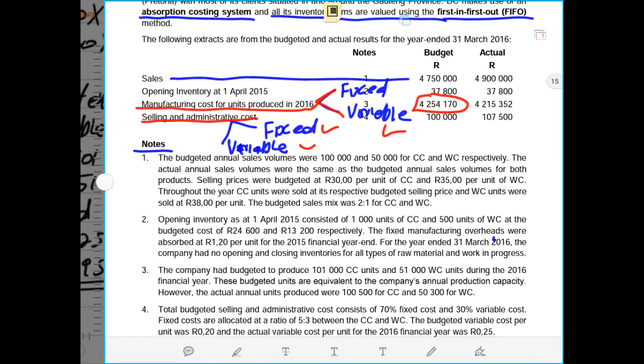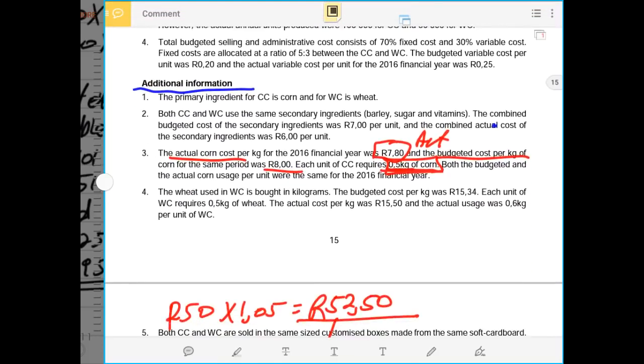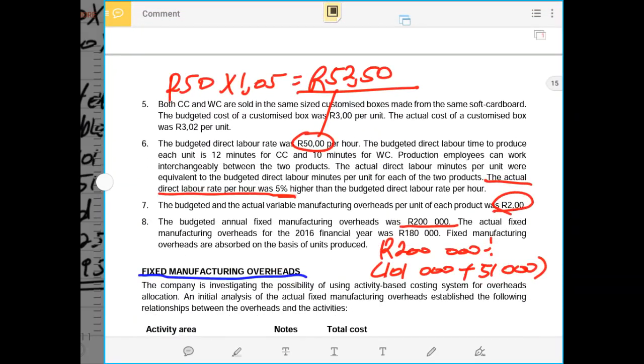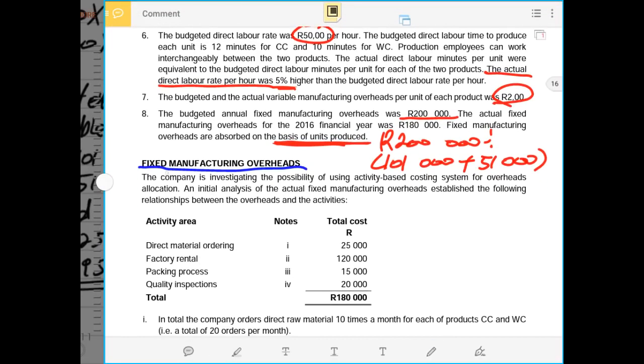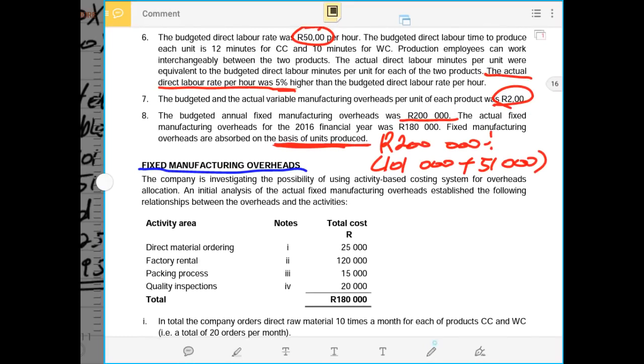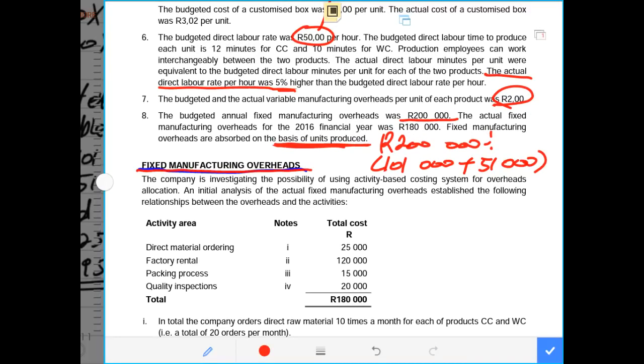So now it means our absorption rate or our predetermined overhead rate was based on the number of units that were manufactured. And this is one of the requirements where they say we must allocate our budgeted fixed overheads based on the current system. The current system is that fixed overheads are allocated on the basis of units manufactured. Then we'll do that together after that. So now we can see that we have fixed manufacturing overheads as a heading again. And I don't want to count this heading yet. I think now I have enough information.